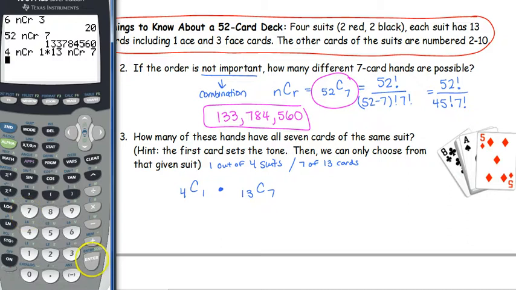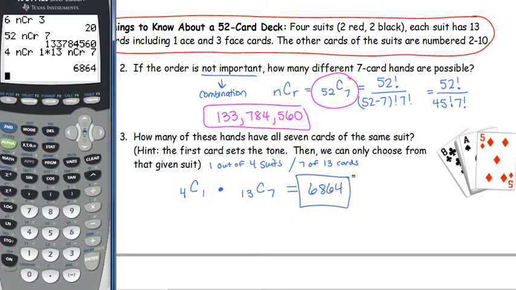And then 7. And we're going to cut it down significantly. And if we want to choose 7 of all the same suit, we went from 133 million different ways to do that to 6,864 different ways. So the more specific that it's going to be, the less ways that you can do it.